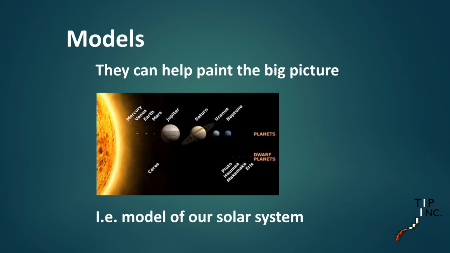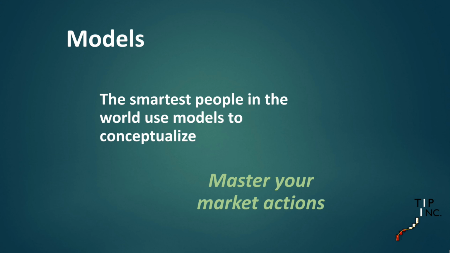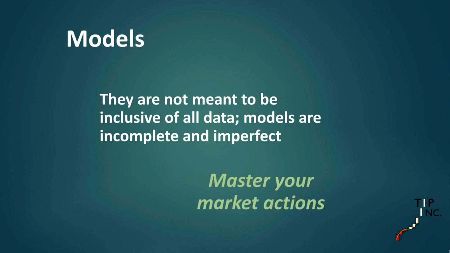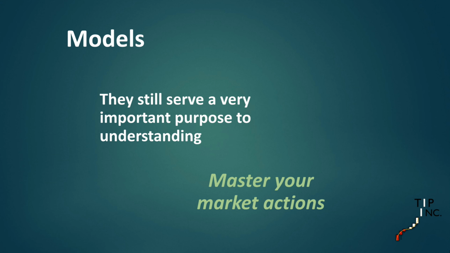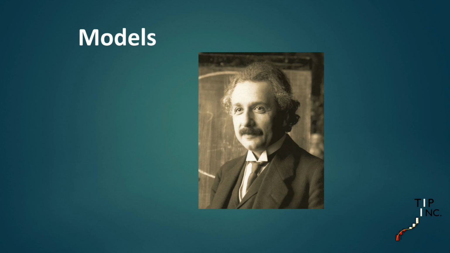For example, the model of our solar system, right? This is a perfect example of how a model can serve a very useful purpose to us. And the smartest people in the world use models to conceptualize. They're not meant to be all-inclusive. They're incomplete and they're imperfect on purpose. They still serve a very important purpose to the understanding of everything.